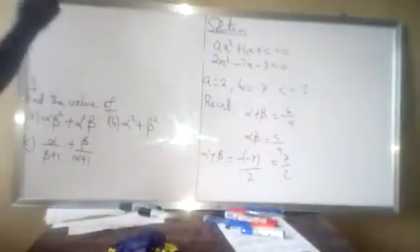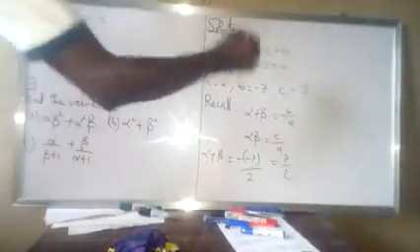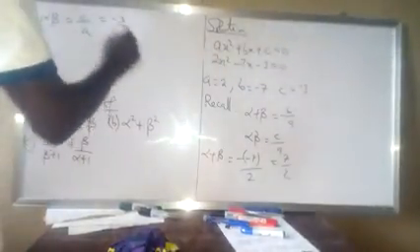Now let's look at the product of the roots. Alpha beta will be c all over a, which is, our c is minus 3, our a is 2.